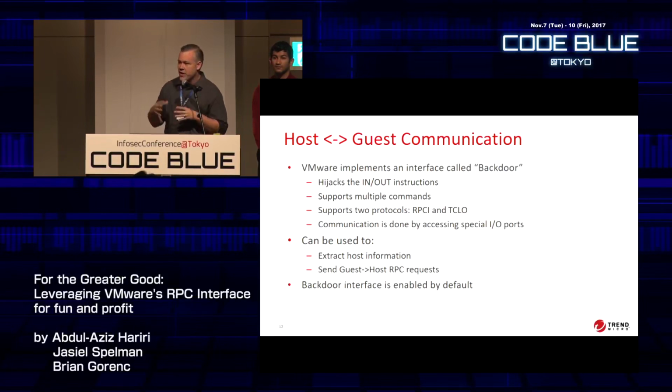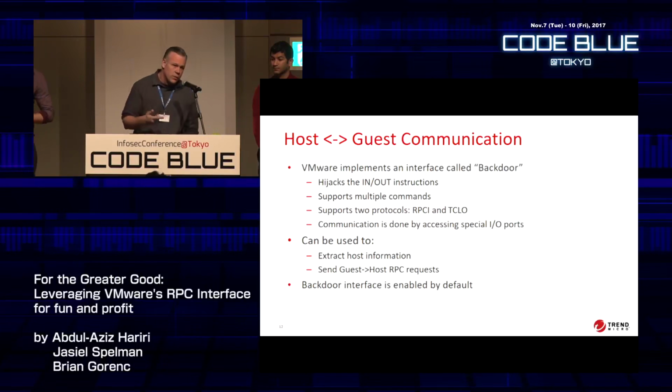Like we talked about before, there are a lot of commands that can be executed in the backdoor interface. One of those commands, the 1E command, is the RPC interface that we're actually going to be communicating with. Some of these commands allow you to extract information from the host, which we'll show you in a second, but also allow you to send communication back and forth. So things like drag and drop, shared folders, and these types of functions that you're used to experiencing in your virtual machines are actually done over this type of RPC interface. And it is enabled by default.